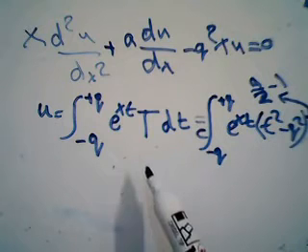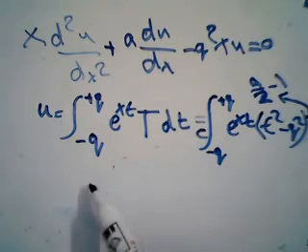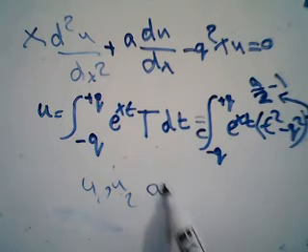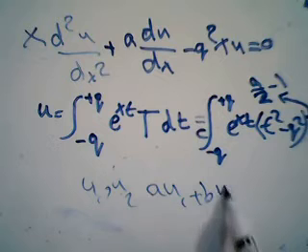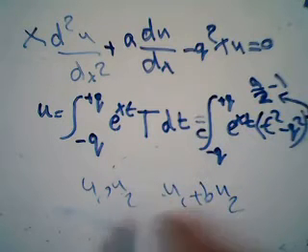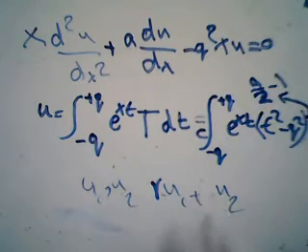If you find two solutions for that, say u1 and u2, then the general solution would be a u1 plus b u2. Okay, and a and b are constants. Let's show them by r u1 and s u2.